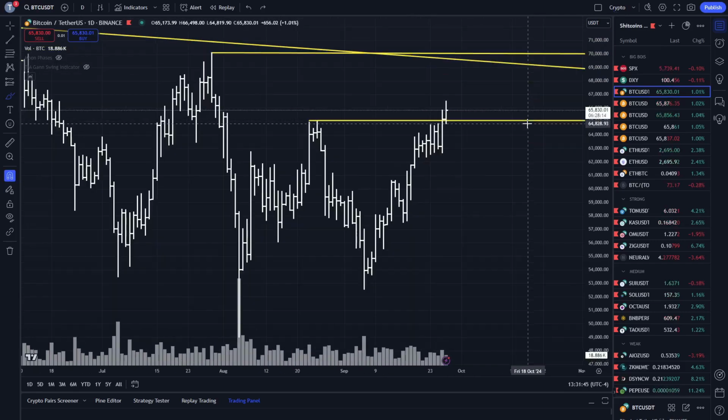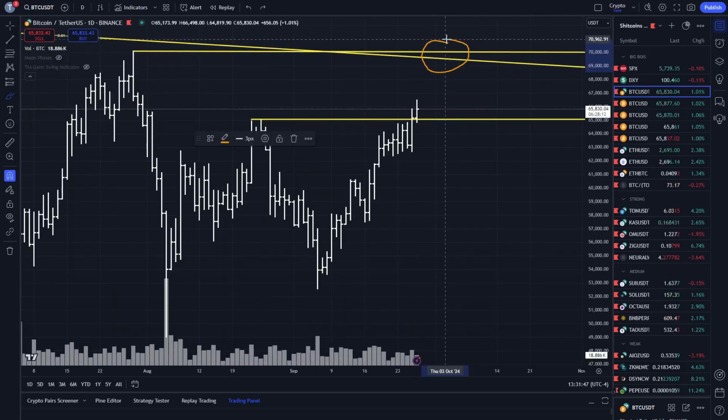Now, it's interesting here because it already coincides with another of our zones of resistance, so it's a bit redundant, but then again, it just shows that this is an even more likely place where we can expect some resistance in the market.